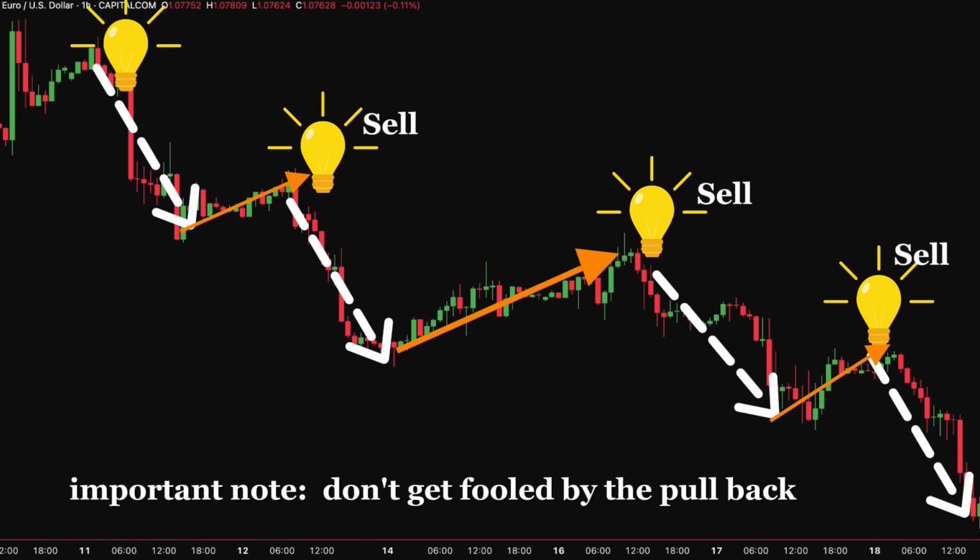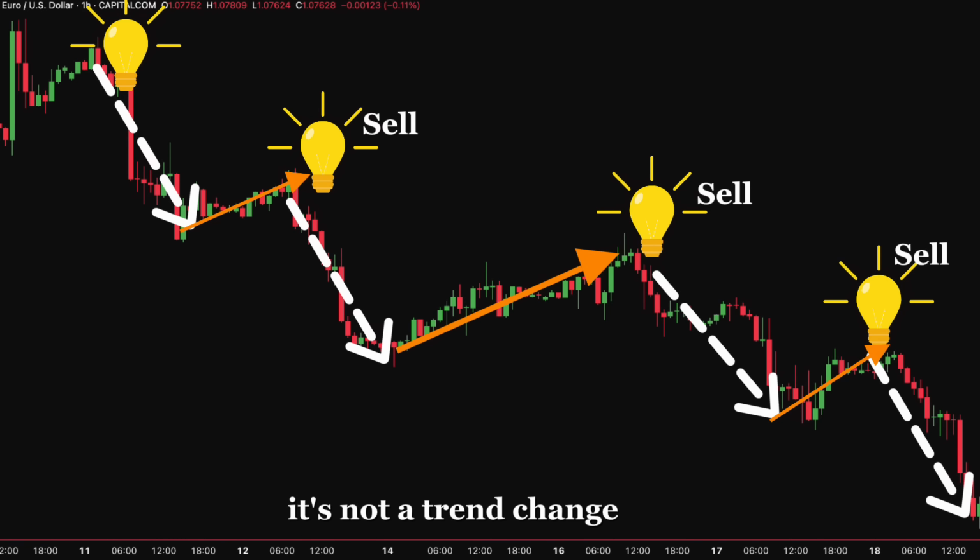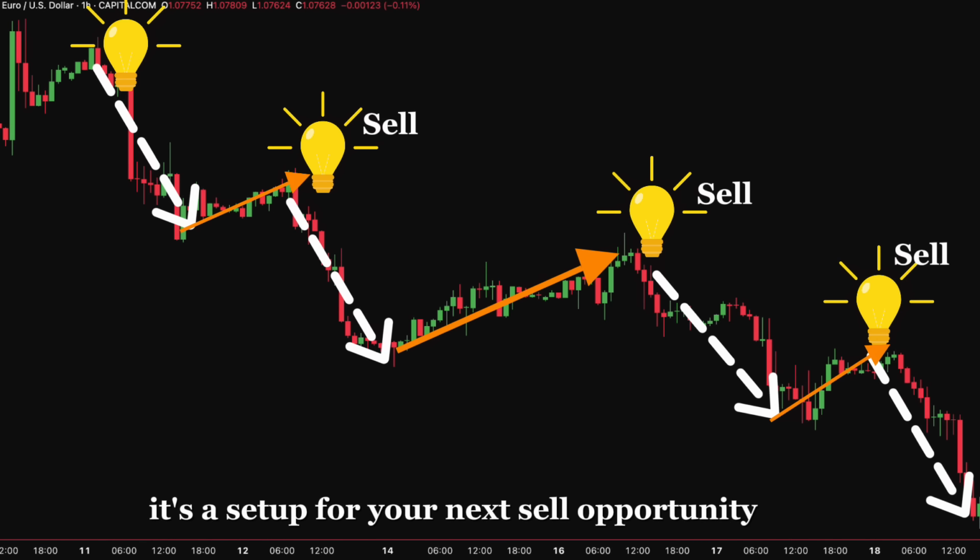They wait for the pullback to end and then enter a sell trade when the downtrend resumes. Important note, don't get fooled by the pullback. It's not a trend change, it's a setup for your next sell opportunity.